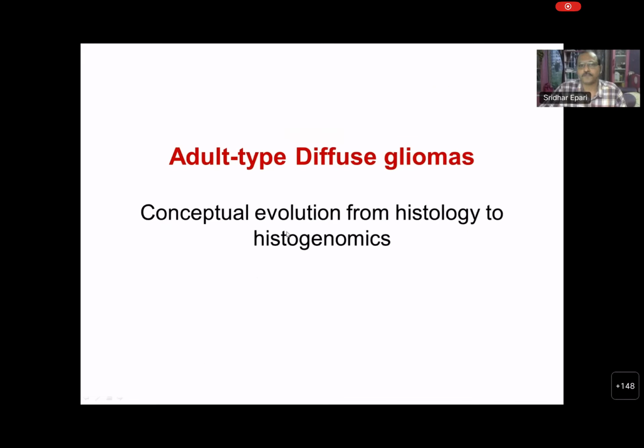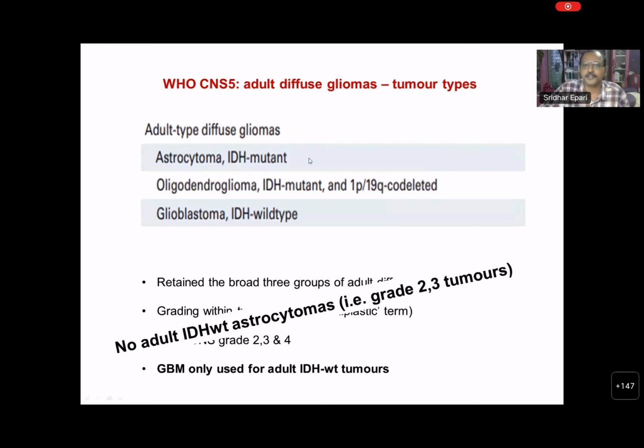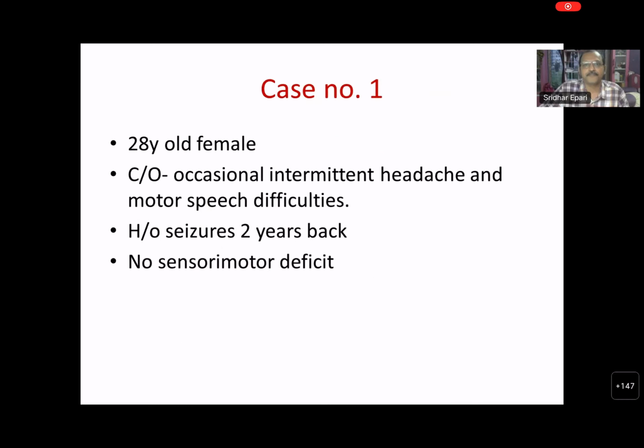So this is the conceptual evolution from histology to histogenomics. You need to incorporate genomic knowledge into it. The most important thing you need to know is whether any diffuse glioma is IDH mutant or not. With that, we'll start with the cases.